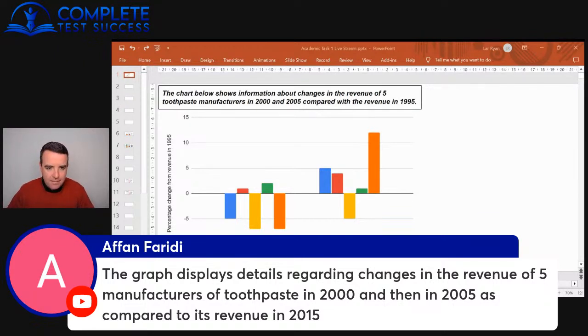Okay, Afan. The graph displays details regarding the changes in the revenue of 5 manufacturers of toothpaste in 2000 and then in 2005 as compared to its revenue in 2015. Now, the language is great. You've done a great job, but the information isn't accurate. You said 2000, 2005 compared to its revenue in 2015, but the question is in comparison to 1995.